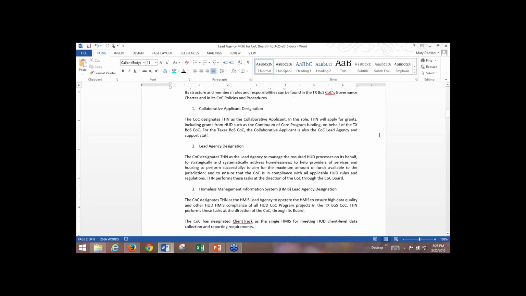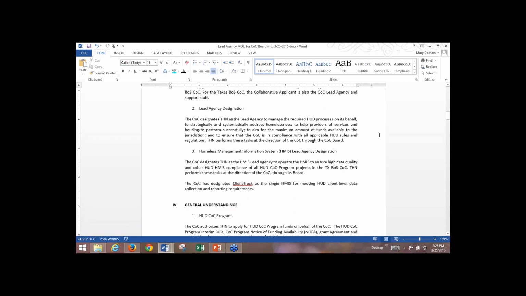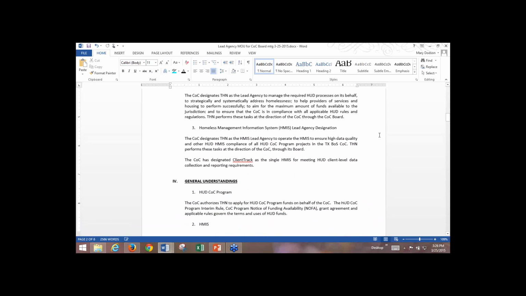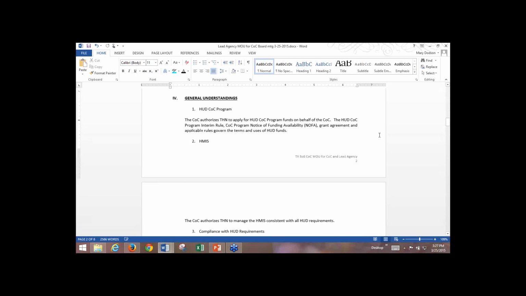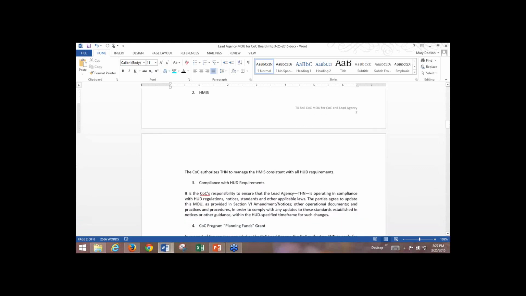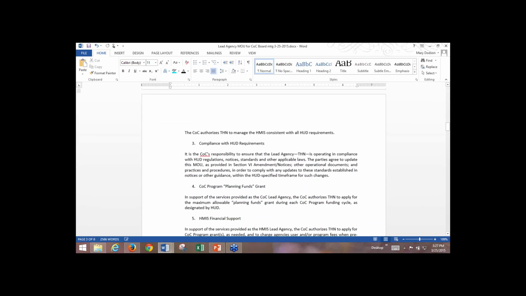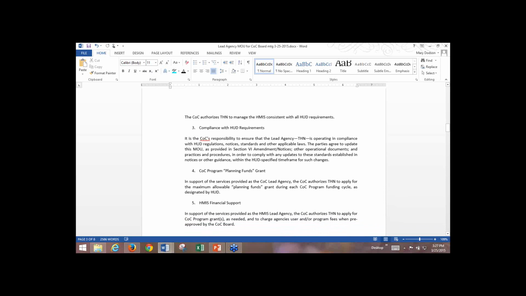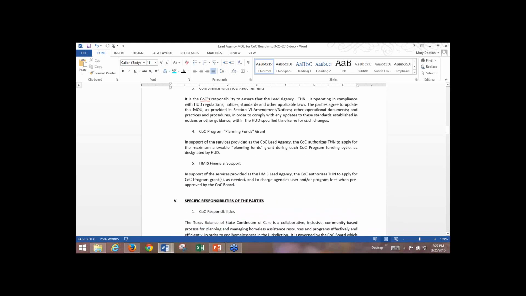THN is designated as the collaborative applicant and the lead agency. Our HMIS, we're also the HMIS lead agency. Some general understandings about what the HUD COC program is, that the COC authorizes THN to manage the HMIS consistent with all HUD requirements. A lot of this is just our official documentation of agreeing to carry out what HUD is requiring of COCs.